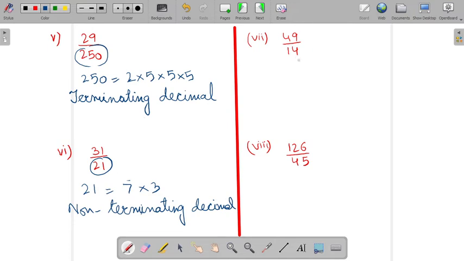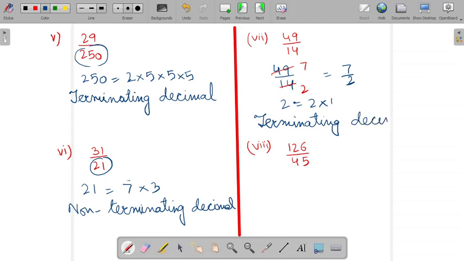Look at the seventh part. In the seventh part, this is not in standard form. So what will we do? We will convert it to standard form first and then proceed with the question. So it becomes 7 upon 2. Now observe the denominator. The denominator is 2, so 2 into 1. Is it terminating or non-terminating? It is a terminating decimal expression, since the prime factor of the denominator is 2.